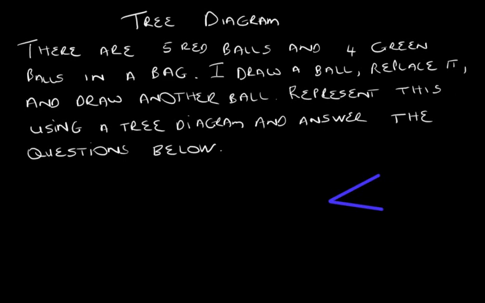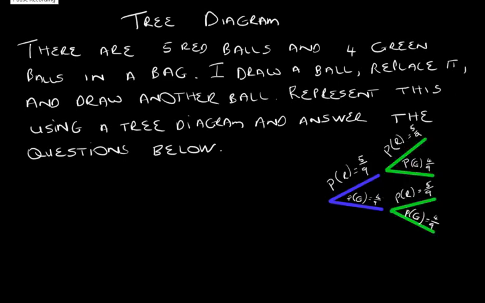with 2 branches. So here we have 5 red balls, and the probability of drawing a red ball is 5 over 9. We have 4 green balls, and the probability of drawing a green ball is 4 over 9. So this diagram represents our first draw. So the blue represents the first draw and the green represents the second draw. What does this mean? It means that if we draw a ball out of the bag, there's a 5 over 9 chance that the ball will be red. There's a 4 over 9 chance that the ball will be green.